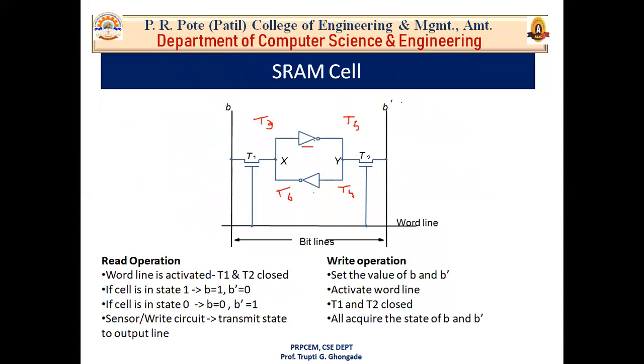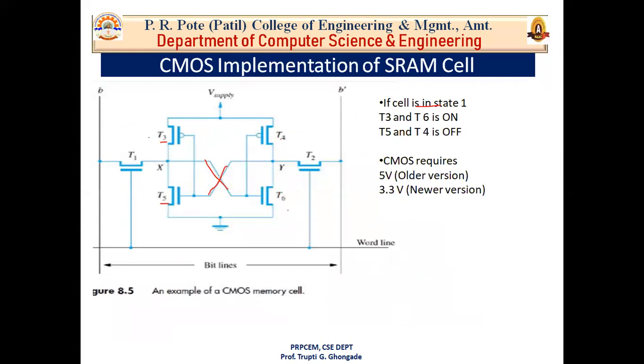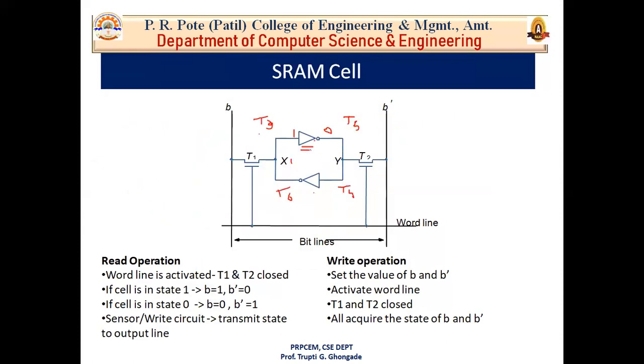When the cell is in state 1, X will have a value 1. So this inverter will have a value 1 on this side, and will have a value 0 on the other side, as it is an inverter. So this is T3 and T5. It means that in this diagram, when your cell is in state 1, your T3 is 1 and your T5 is 0, because T3 and T5 constitute this inverter 1.